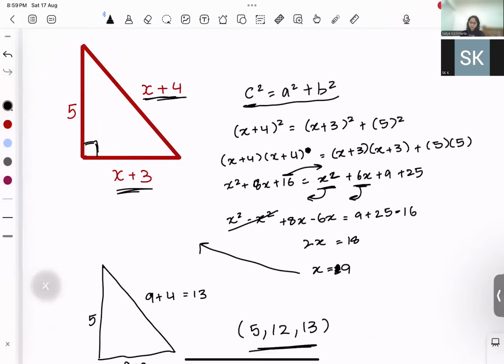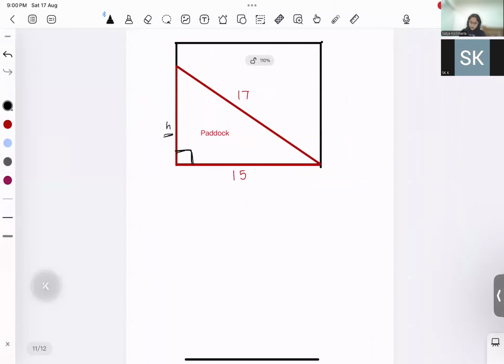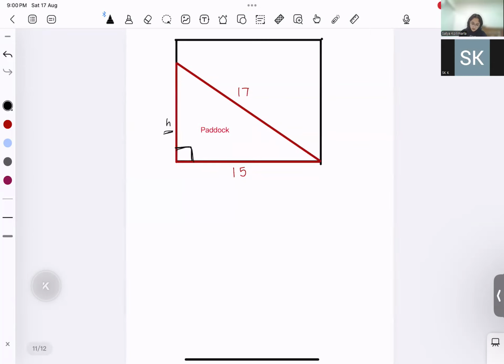So this is our paddock. What this question essentially is asking us is, because the farmer wants to know how much material in total he's going to need to fully build that fence, they essentially just want to know, what is the perimeter of this right angle triangle? To find the perimeter, we need to know what all sides of this triangle are equal to. So first, let's start by just finding h.